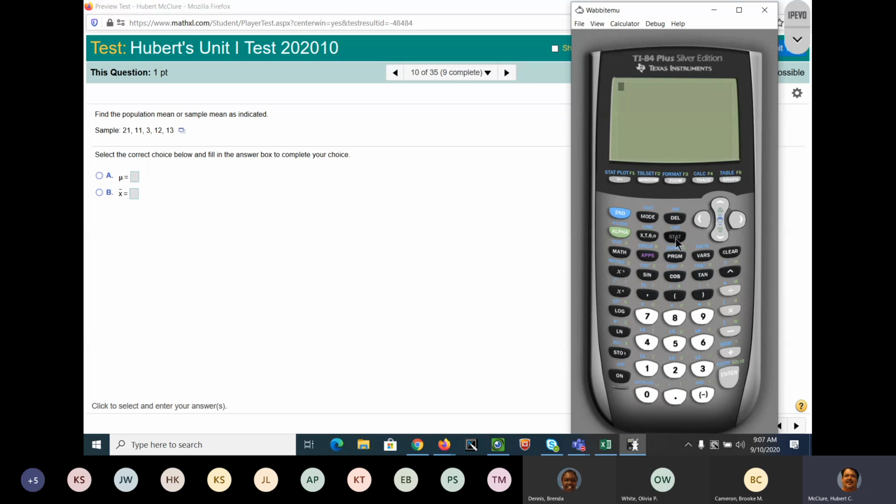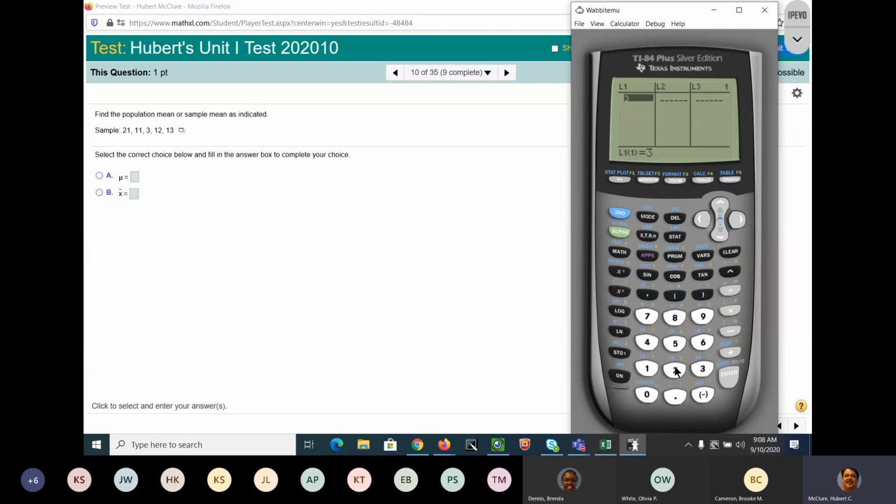All right, so stat, edit, and I need to clear this. You go up to the top at L2, hit clear, don't hit delete, and hit enter. Then go over to L1, go to the top, hit clear, and hit enter. Do not hit delete. That'll delete the whole column. I'm going to punch them in out of order so I can show you how to sort.